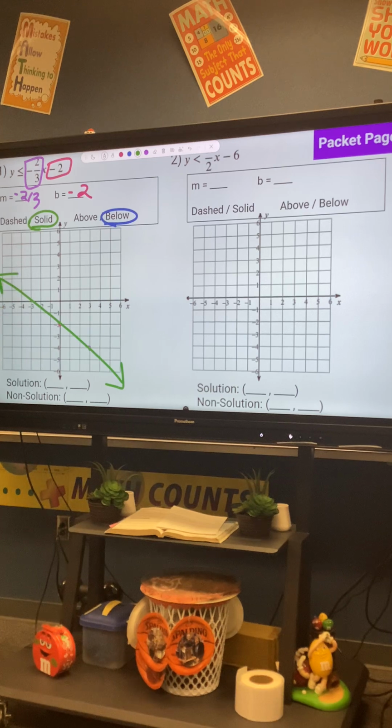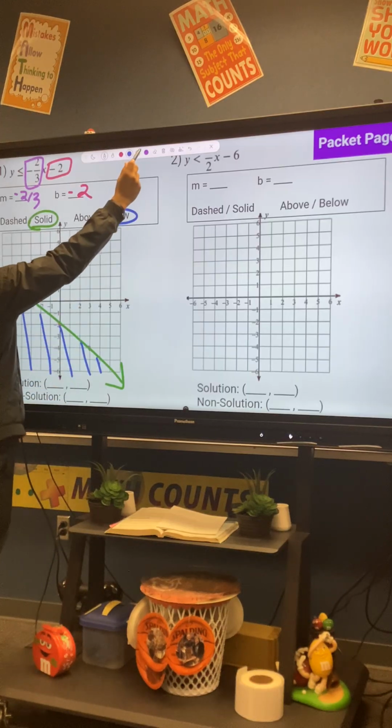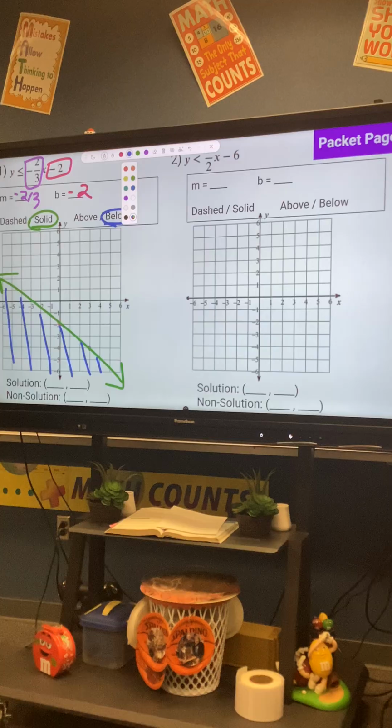That's probably the smoothest I've done all day. And then since y is less than my -2, I'm going to shade below. A solution in here is what? -3, 0. A non-solution, the origin point 0, 0. What about 0, 4? Is 0, 4 a solution or non-solution? Non-solution.